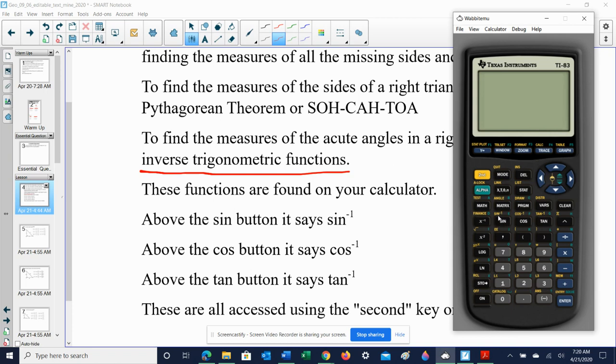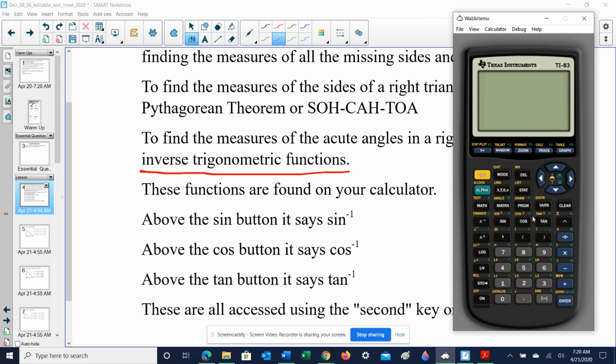What's right above the sine button? Sine raised to the -1 power. That's what it looks like there. Sine to the -1 means the inverse of the sine. That's the inverse function of sine. Above cosine says cosine to the -1, the inverse function of cosine. Same thing for tangent. Above the tangent button is inverse tangent.